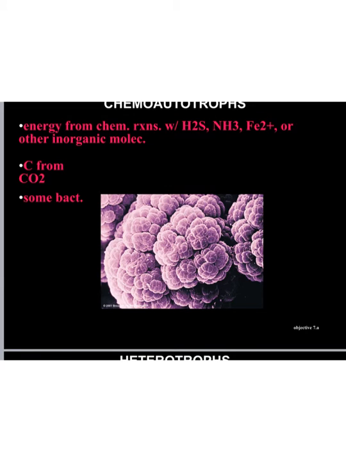You can then have what are called chemoautotrophs. So these guys also carry out photosynthesis, but in a slightly different way. Instead of getting their energy from the sun, they get their energy from chemical reactions or chemical compounds. So dihydrogen sulfide, ammonia, iron, or other inorganic molecules. They still get their carbon from CO2, just like plants and other traditional photosynthetic organisms. And basically, we're talking about a few bacteria that carry out these types of reactions. But these are very different from your traditional photosynthetic plants that get their energy from the sun.